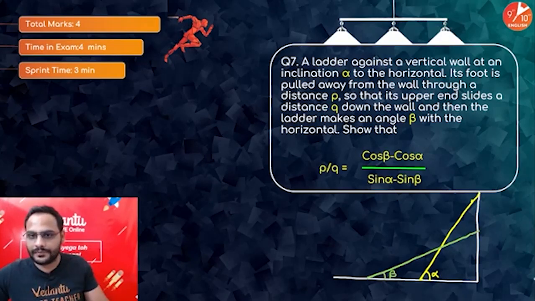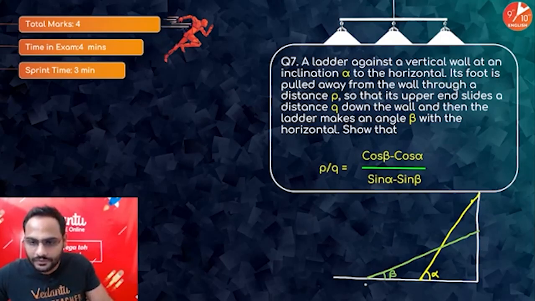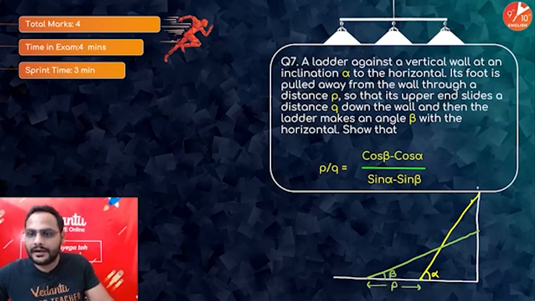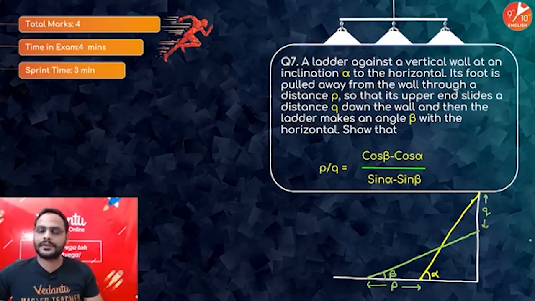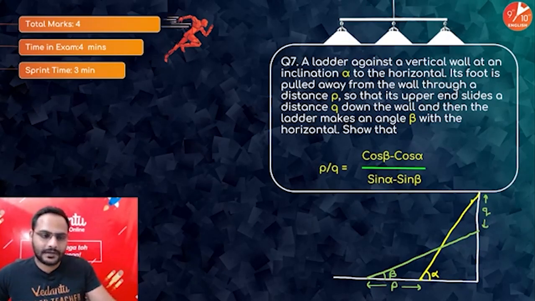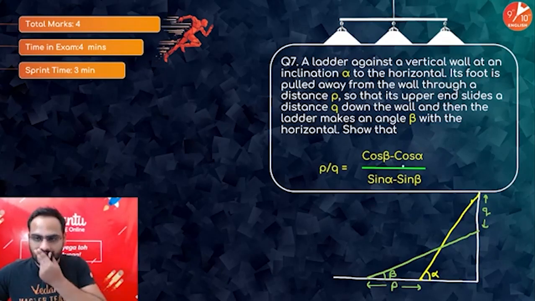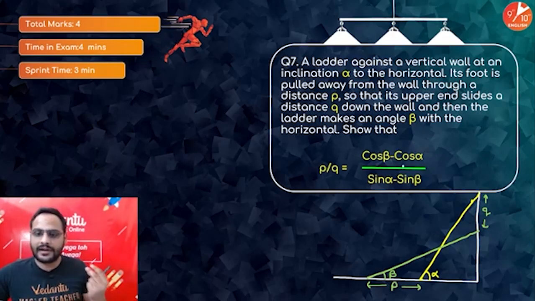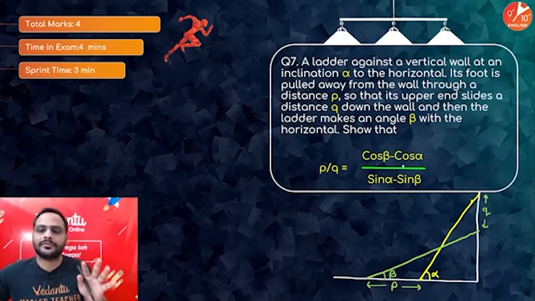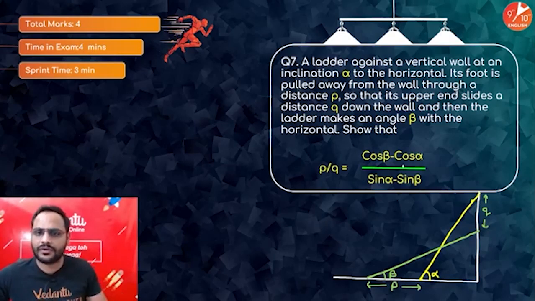It has changed now. So what they are saying, its foot is pulled away from the wall through a distance p. So this distance is given as p, and its upper end slides down a distance q. This distance is given as q. What are they asking you now? Angle alpha and beta are given. Show that p by q is equal to cos beta minus cos alpha upon sin beta minus sin alpha. So I will try to get p and q in terms of alpha, sin, cos, whatever it is.